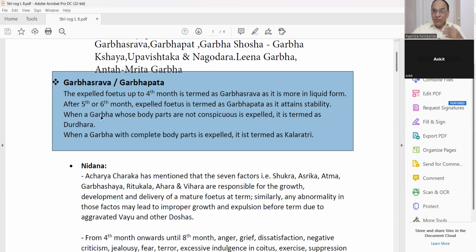After the 5th or 6th month, the expelled fetus is termed as Garbhapat because it has attained stability. When a Garbha whose body parts are not conspicuous, not clear, is expelled, that is called Durdhara. When a Garbha with complete body parts is expelled, it is termed as Kalratri. These are the Ayurvedic terms from the Samhita. But basically, you must remember: up to 4 months, Garbhasrava. After the 5th or 6th month, Garbhapat. Okay, we will go further.